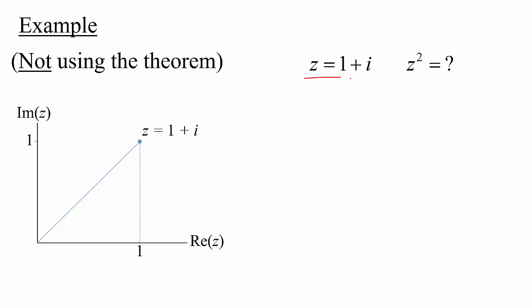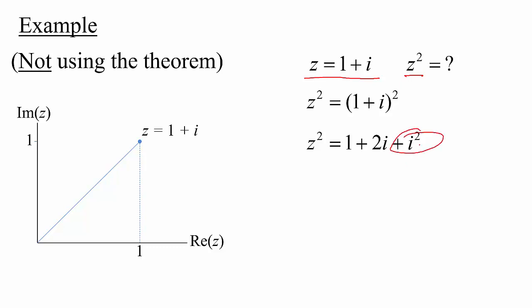Let's suppose a complex number is z equals 1 plus i, and we want to determine the value of z squared. z squared is (1 plus i) squared. If we expand the brackets, we obtain 1 plus 2i plus i squared. Now i squared we know is the same as negative 1. There it is. Simplifying, 1 minus 1 is 0. So we end up with z squared equals 2i.